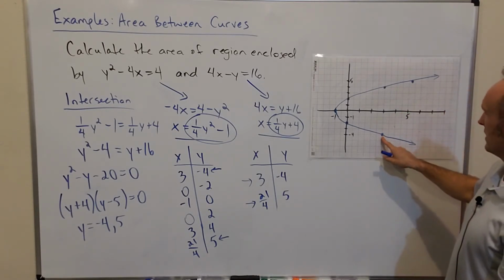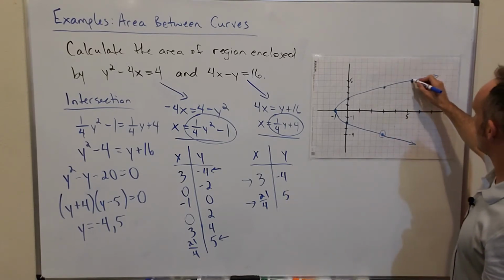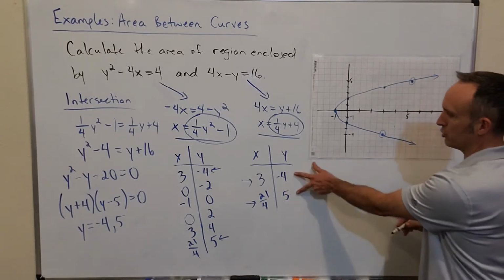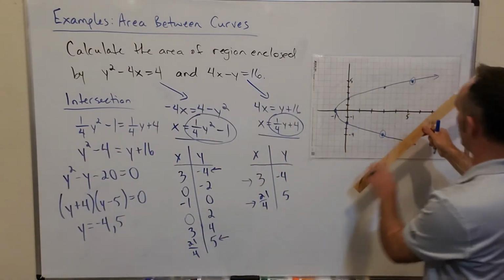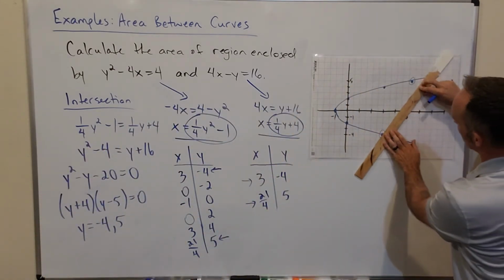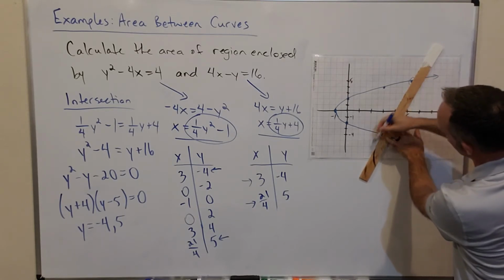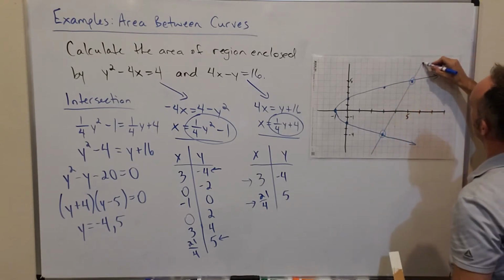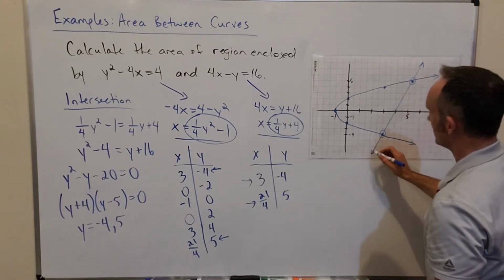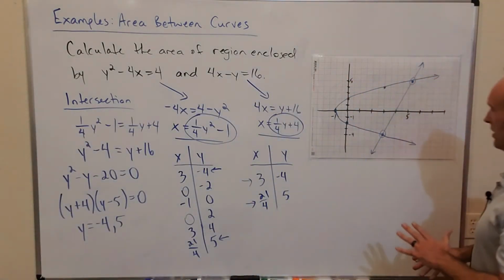And the 3, -4, and the 21/4, 5 are the points of intersection. I know those are the two points I'm using for my line, so I don't have to plot those. I've already got them here. And I'll just connect those together with a straight edge to get a straight line. All right, so there's the line. Now that I can see where they are in relation to one another, I can label them.